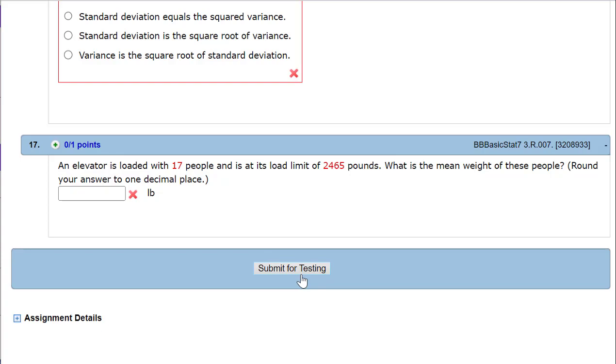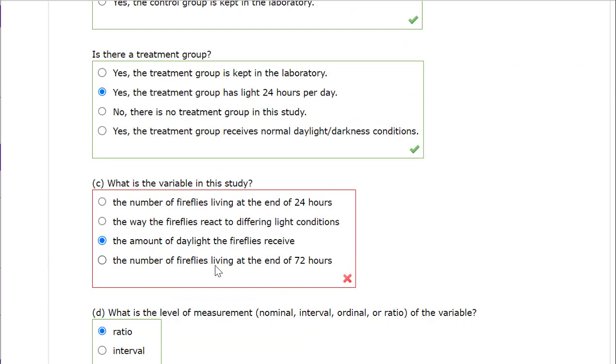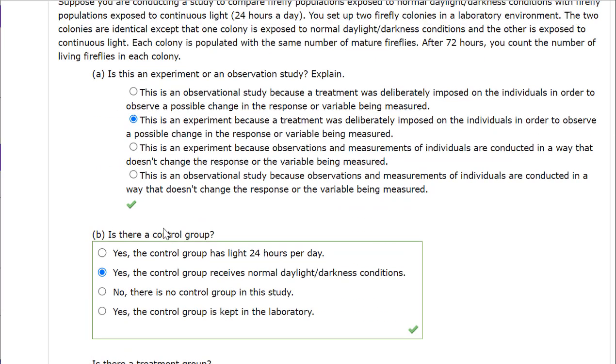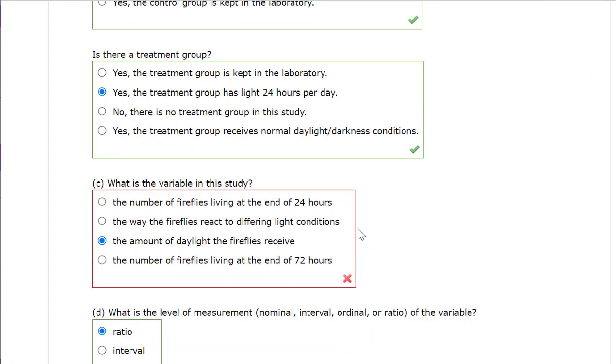And I'm going to reread that question. I kind of skimmed through it. Okay, something's going on with 5. Let's go see. The way the fireflies react to different conditions. Okay, you set up 2 firefly colonies. The 2 colonies are identical except one is exposed to normal daylight darkness conditions and the other is exposed to continuous light, with the same number of mature fireflies. That's why they did ratio. Technically, it was the number. I'm sticking by that. But I guess after a while, you're going to count the ratio that are living. They did not say that.